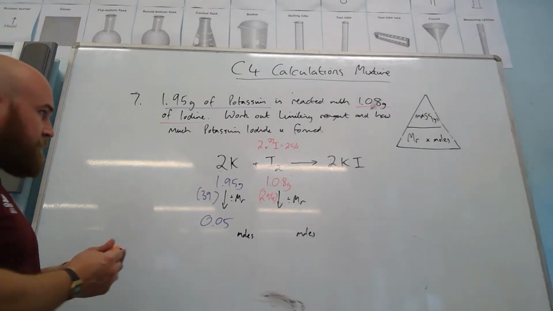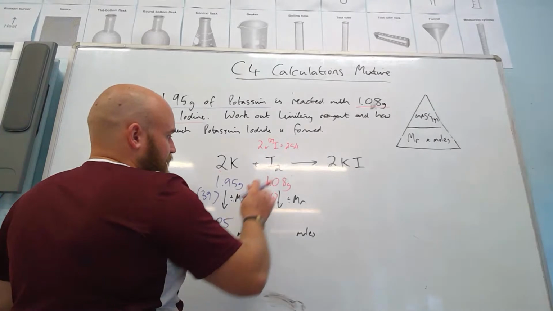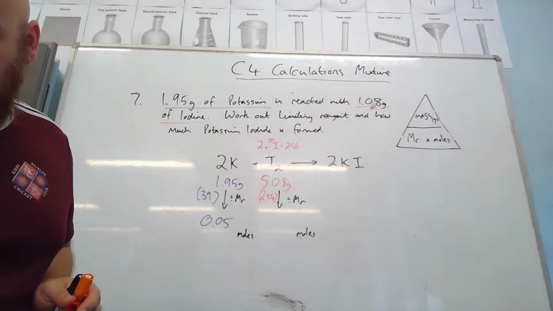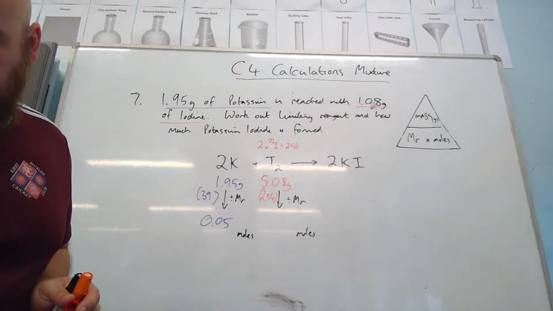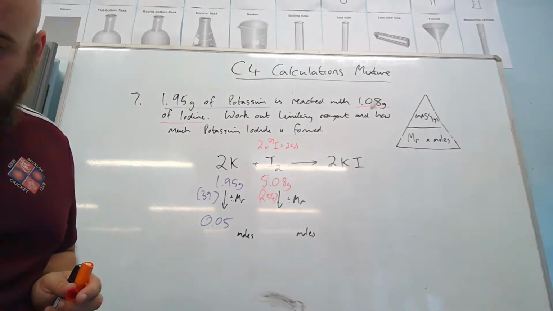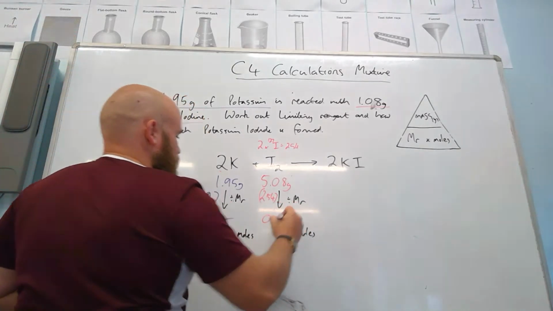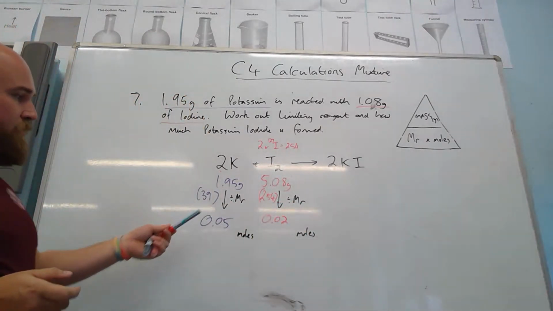I just realised the question was actually 5.08. I think that number was wrong. It's 5.08 grams, so again, I'm just going to recalculate. 5.08 divided by 54 is 0.02. That's better.